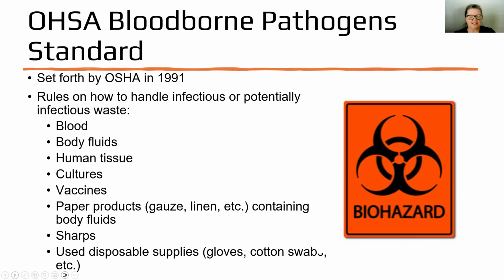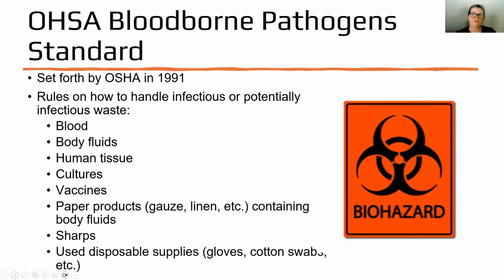The bloodborne pathogen standard was set forth in 91, so not that long ago. These are rules on how to handle infectious or potentially infectious waste in the medical field. We have our little biohazard symbol there and sign. You will see that anywhere where biohazard goes or is present, or possibly could be present. But these infectious or potentially infectious wastes can include blood, body fluids, human tissue, cultures, vaccines, any type of paper product like gauze, linen, anything like that that contains body fluids.